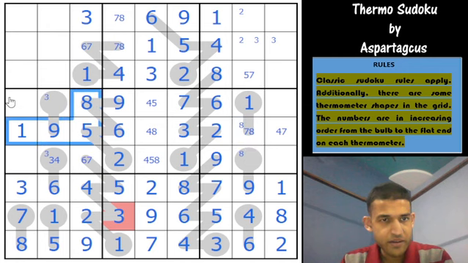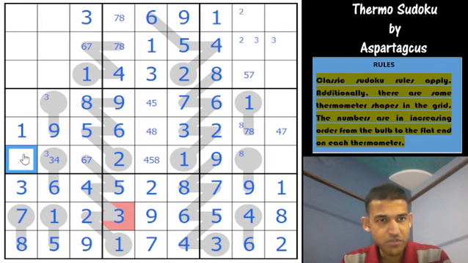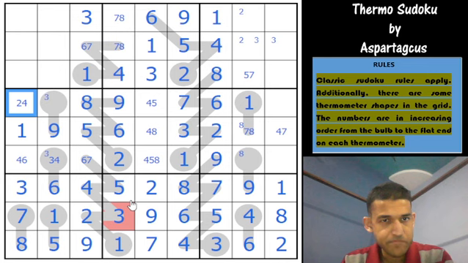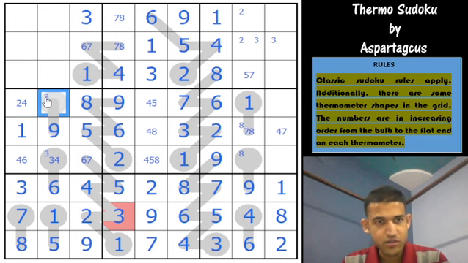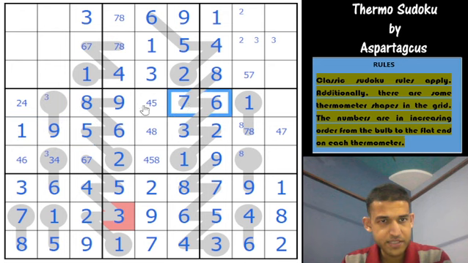1, 5, 8, 9 and these two cells cannot be 3, 7. So they must be 2, 4, 6. 2 can't go here. So that's 4, 6. This can't be 6. So that's 2, 4. This one must be 1, 5, 8, 9, 6 and 7. So that is 2, 3, 4. And that gives me a triplet here. 2, 3, 4. So which means this is not 4. That's 6. That's 7. That's a 6 now.